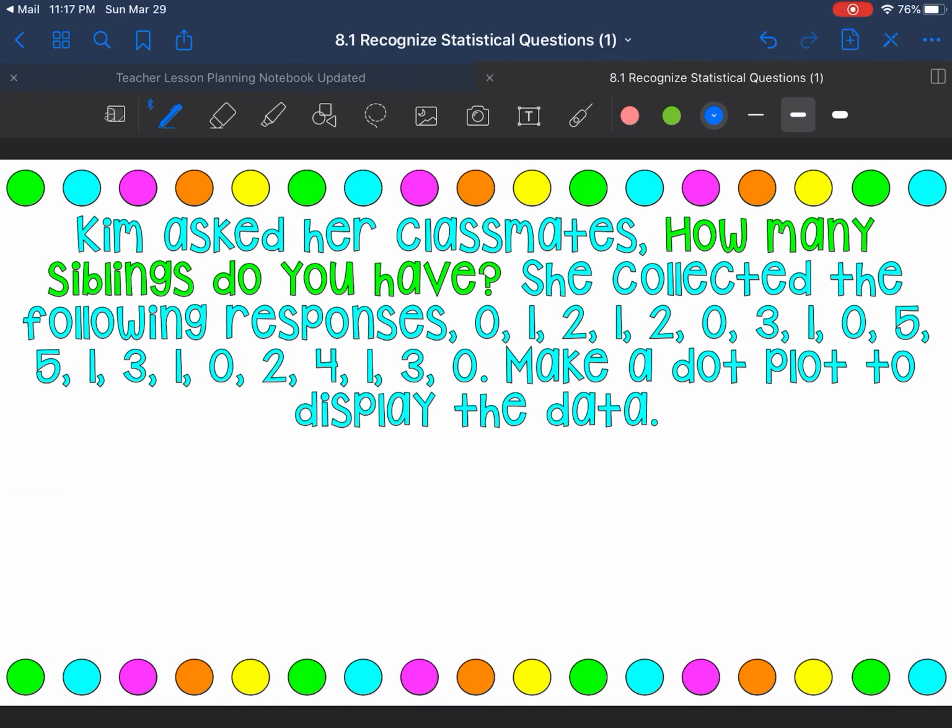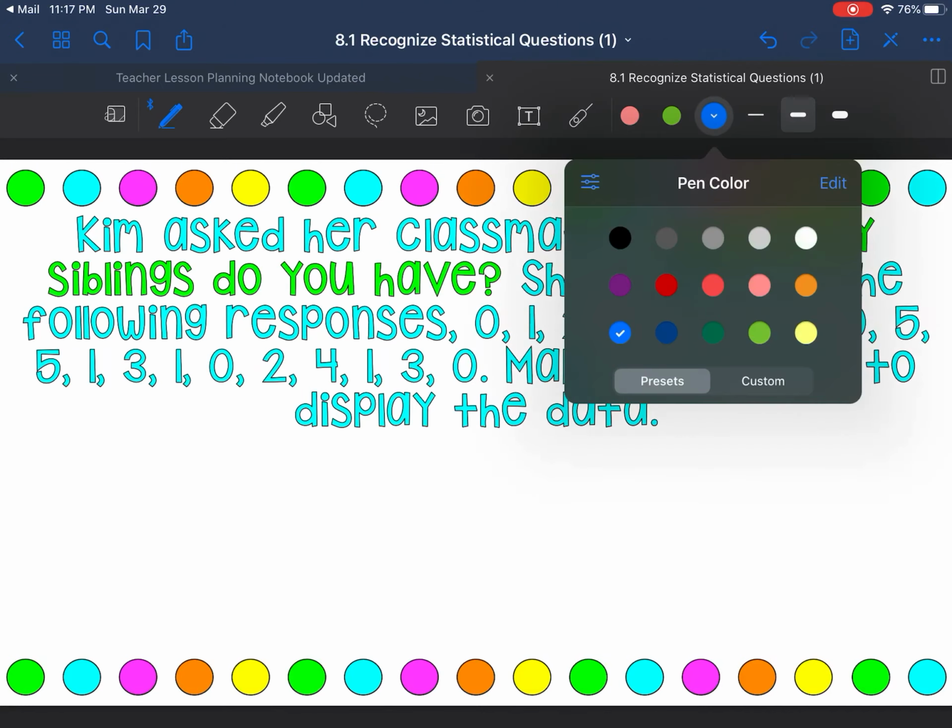All right, let's take this one step further, okay? Kim asked her classmates, how many siblings do you have? She collected the following responses: 0, 1, 2, 1, 2, 0, 3, 1, 0, 5, 5, 1, 3, 1, 0, 2, 4, 1, 3, 0. It wants us to make a dot plot to display this data.